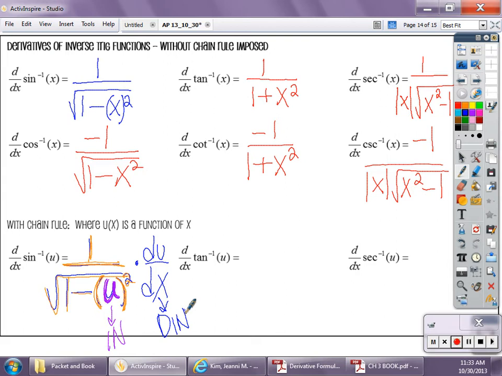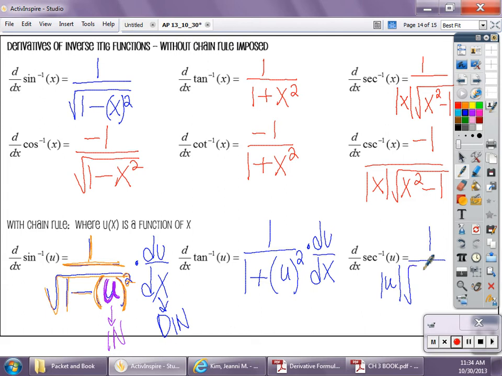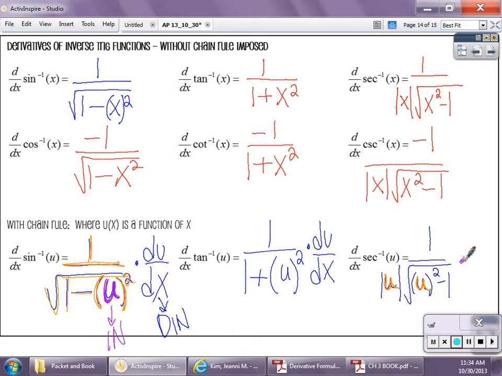Okay? Tangent, so if I wrote it with the u's, it would be 1 plus u squared times du dx. There's the inside. And then the very last one would be 1 over absolute value of u, square root of u squared minus 1. This is usually the one people get confused about. This u and this u, you'd write it twice. So if it said secant inverse of x squared, then I would have an x squared here, I'd have an x squared here, and then times the du dx, which would be the 2x.